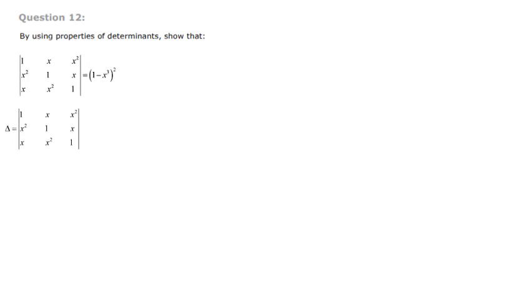Question number 12. By using properties of determinants, show that the determinant with rows 1, x, x square; x, x square, 1; x square, 1, x is equal to (1 minus x cube) the whole square. As before, we take delta equal to the left hand side determinant written here. Now, when you look at the LHS and the RHS, what we need is (1 minus x cube) the whole square. So there is no way we can connect these two directly.